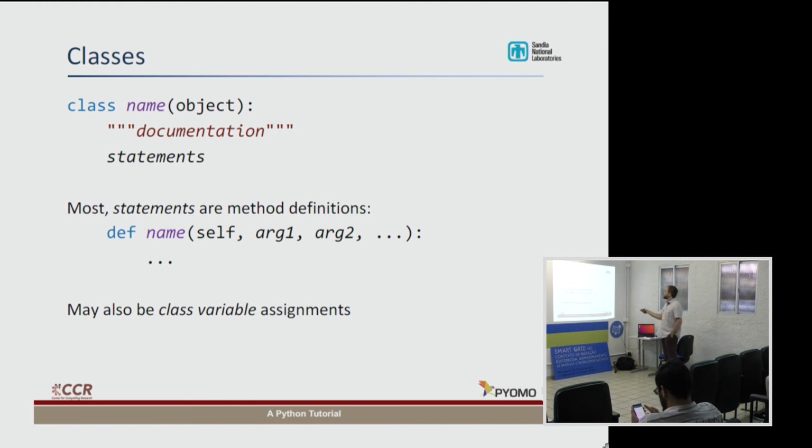Like in the function, there is a column, documentation, and statements. It's the same as a function. Usually there is a definition of function inside the class, and there is an initialization function, for instance. You can also assign class variables, but usually it's more definition of functions.